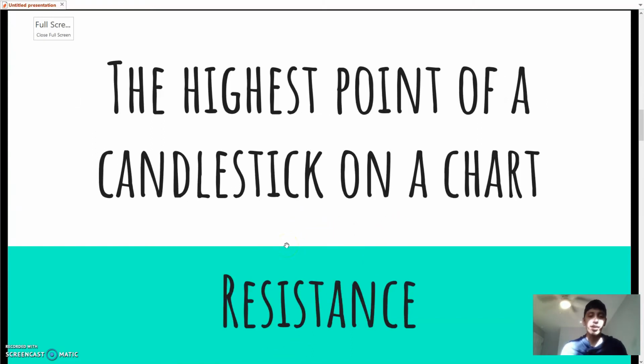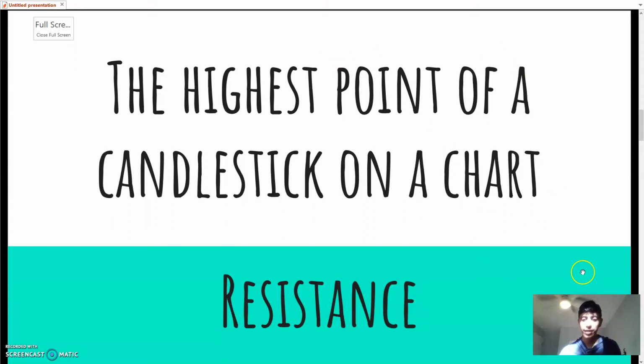Number 2, resistance. Okay, so what is resistance? Once again, it is the highest point of a candlestick on a chart. So I explained it in lesson 2. If you guys have not yet watched lesson 2, I encourage you to go back to lesson 1 and start from the beginning. But basically, the resistance is the highest point. So if you look at a 1-year chart and the highest it's ever hit is $2, that is the resistance. Okay.